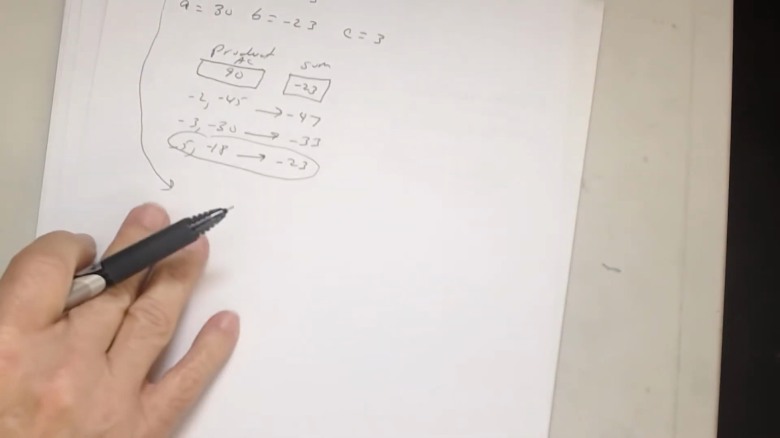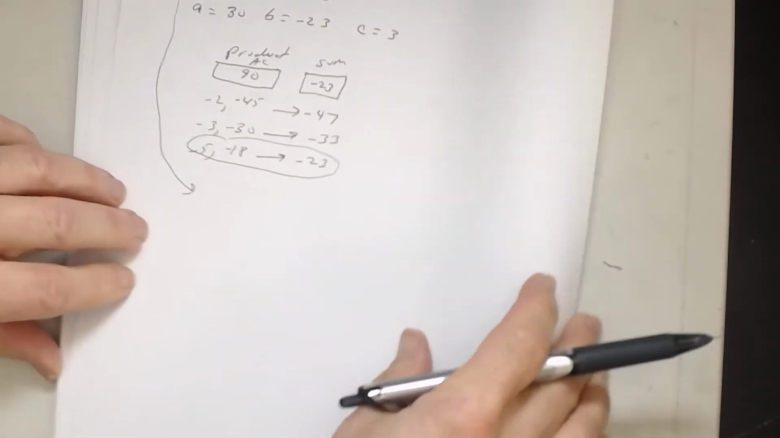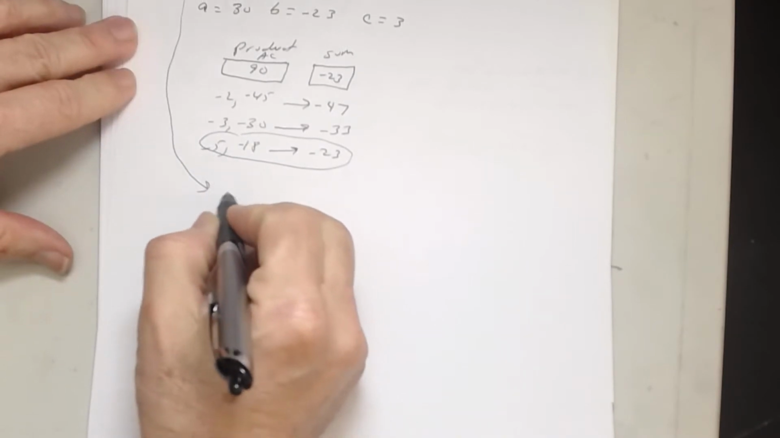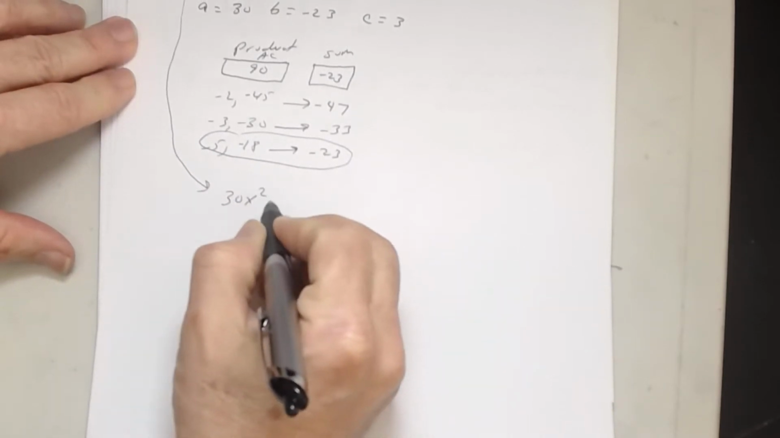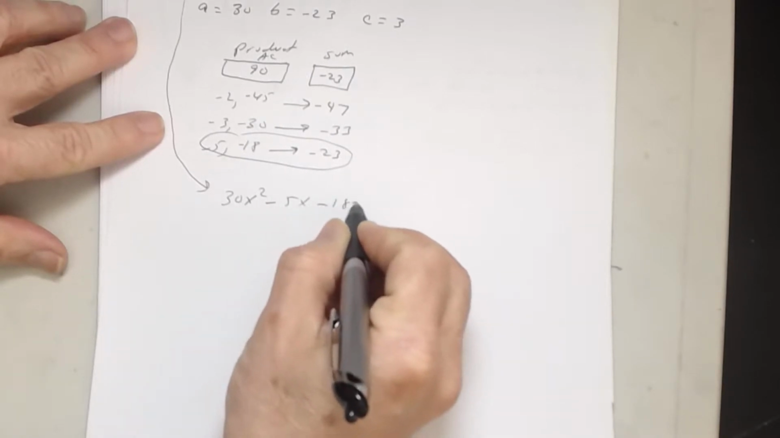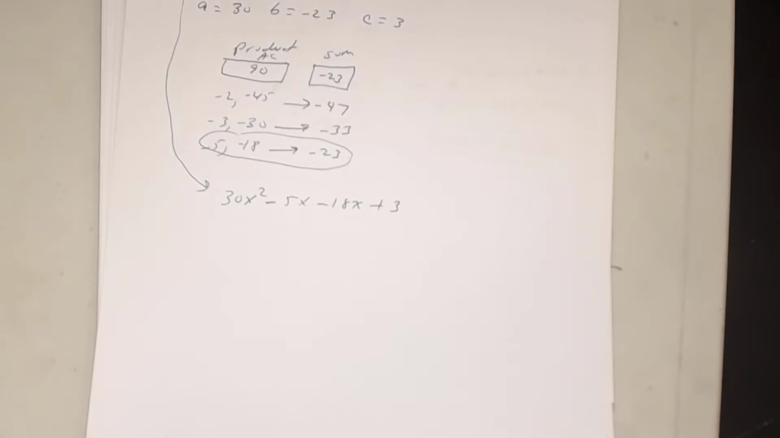So we're going to say 30x squared minus 5x minus 18x plus 3. And it did not matter whether you put negative 18x first or negative 5x. It does not matter. Okay, now we're going to group.